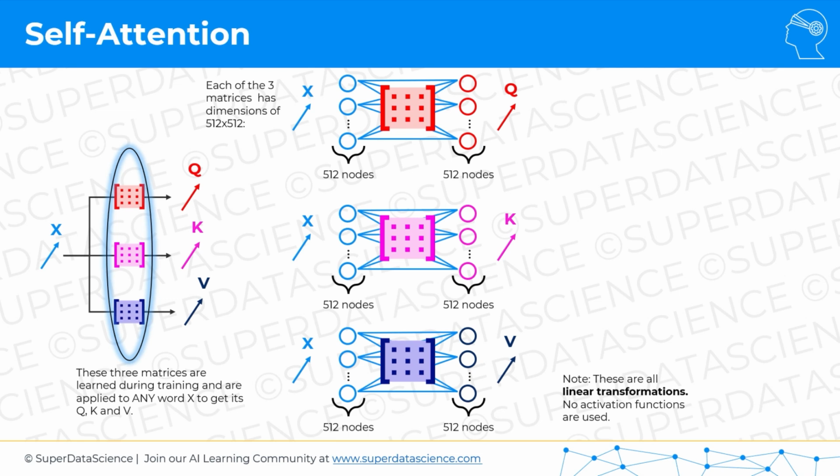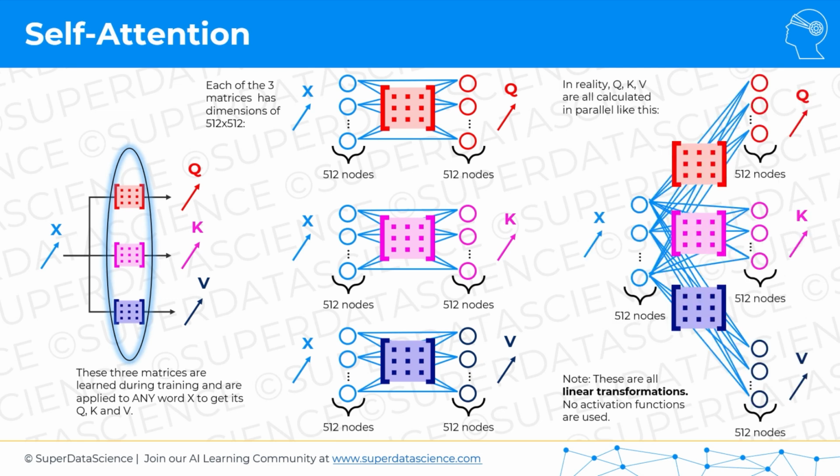And quickly, as a recap, in reality, these, of course, are all calculated in parallel. We've got our input nodes, and then right away, bam, we apply these three matrices, and these are calculated in parallel. That's how it looks.